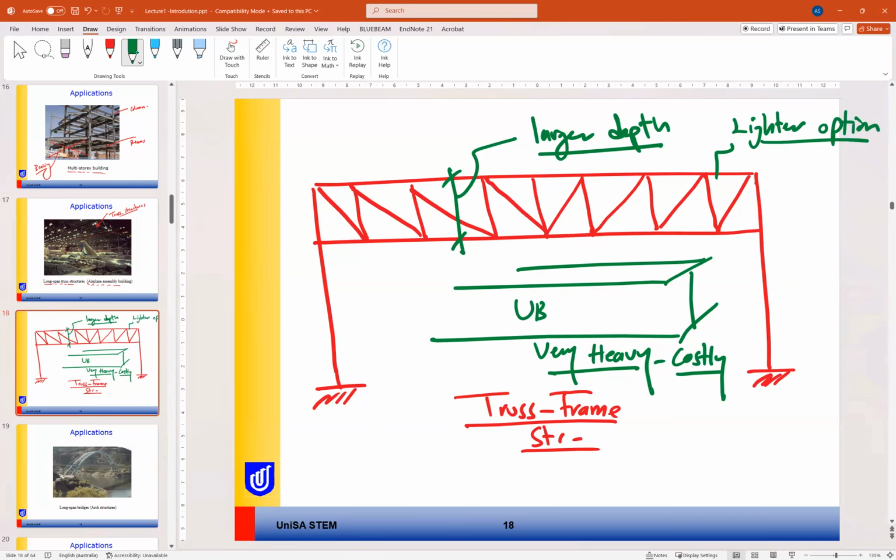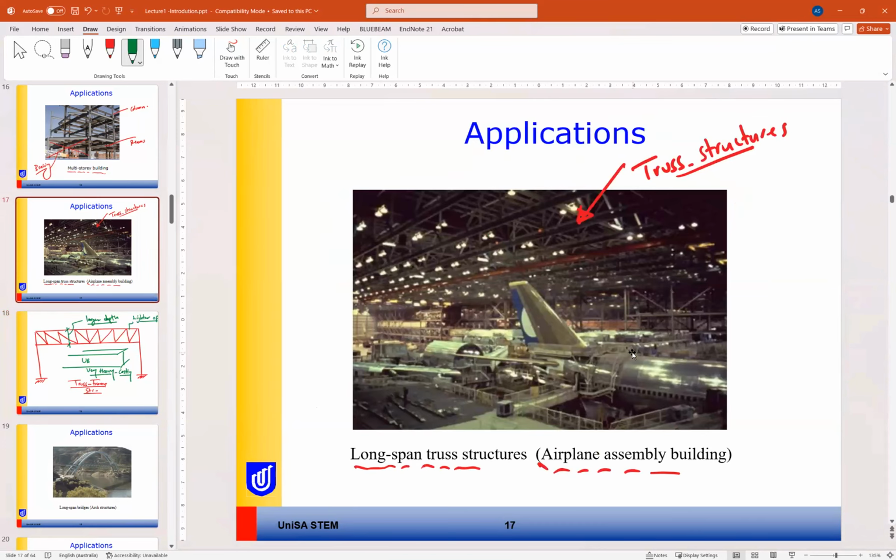Okay. So this is an example of that, because you are building aeroplanes or airplanes. The airplanes are very long, so you will need a very open and longer span structure. So you may need to use trusses.